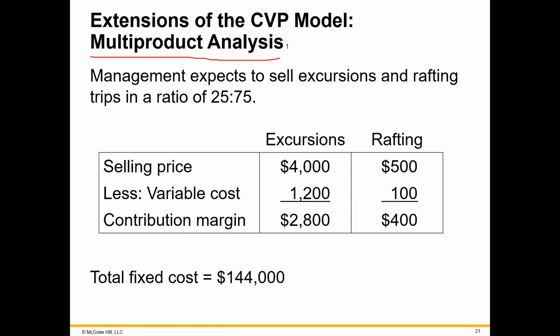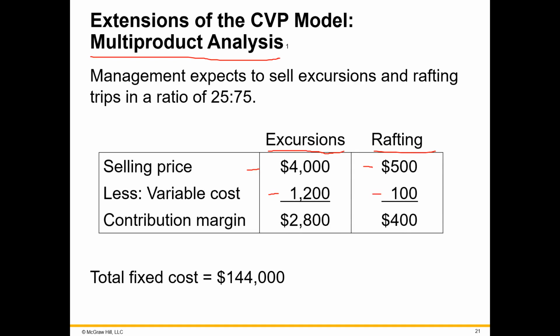Now we're going to sell 2 items. In this case, we're going to do excursion trips and also rafting trips. So not only do these trips have different sales prices, excursions are $4,000 and rafting is $500, we're also going to have different variable costs, and we're not going to sell the same number of excursions and rafting.